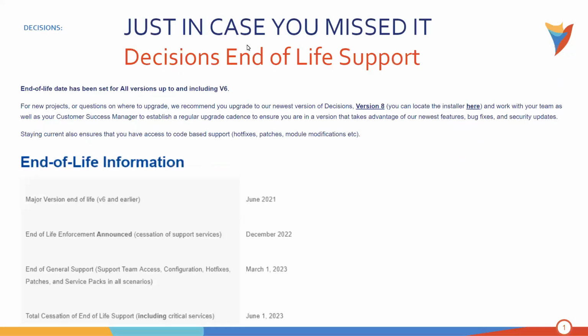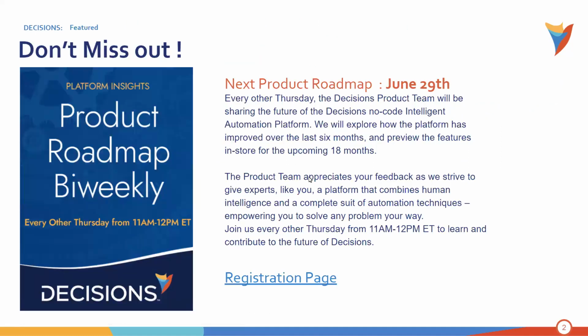Just to repeat, make sure you're working with the customer success manager on your end of life support. And then also our next product roadmap is June 29th. They happen to be right before this meeting.